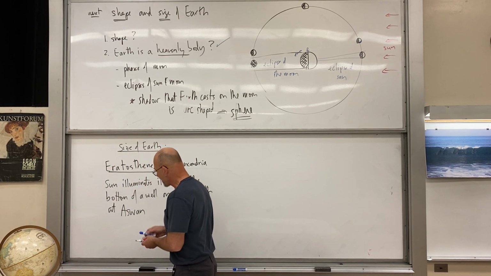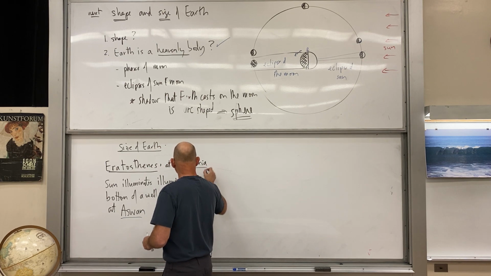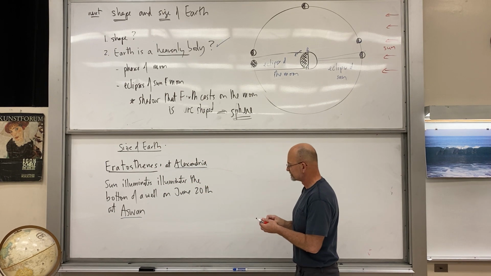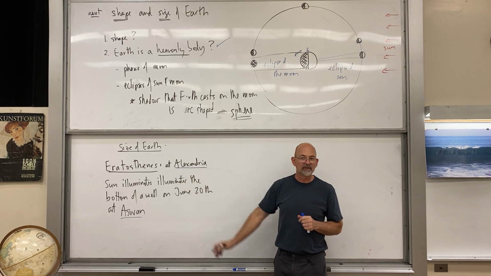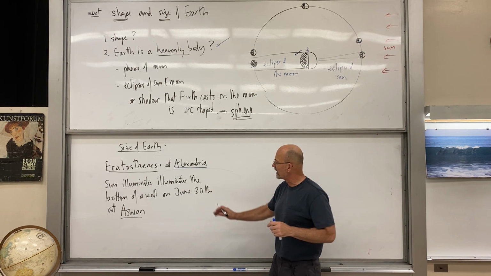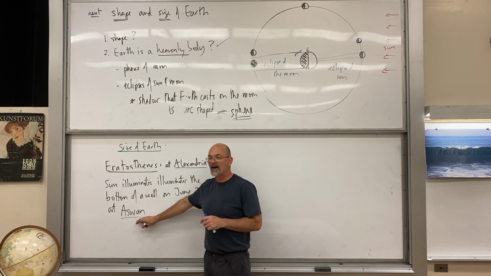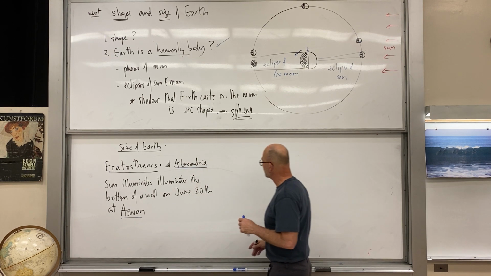So I'm going to have you guys look this stuff up and print out some maps. So you've got Aswan, you've got Alexandria, and you can look these up on a map and print out some maps, so you'll know where this is. This is on the Mediterranean at the outlet of the Nile River, and Aswan is south of that, upstream on the Nile.